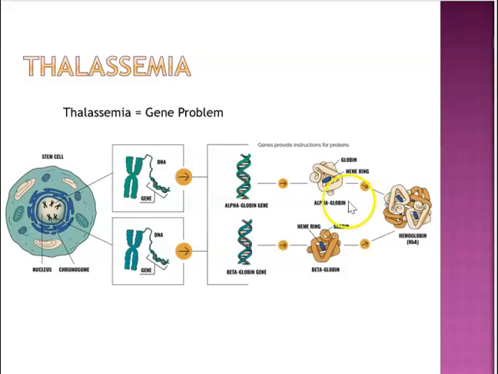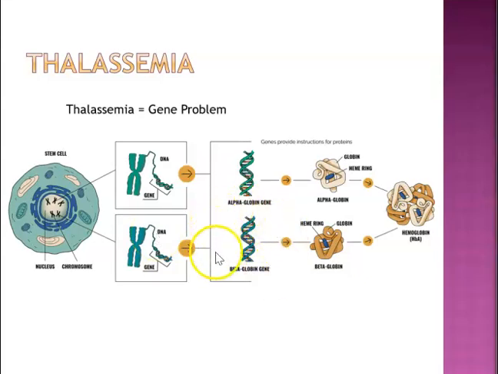But in the case of a thalassemia patient, there's something wrong with these genes, or one of these genes. So let's say something is wrong with this beta globin gene, so it's going to end up not allowing this beta globin chain to be produced. So ultimately this beta globin chain is going to be deleted. So let's go ahead and mark this beta globin chain out so it won't be produced.